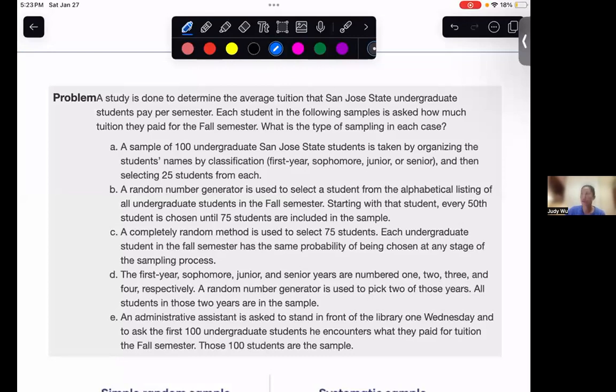And in this video, we're going to talk about different ways of sampling, so different sampling methods. So let's take a look at this question. It says, a study is done to determine the average tuition that San Jose State undergraduates pay per semester. Each student in the following samples is asked how much tuition they pay for the fall semester. What is the type of sampling in each case, right?